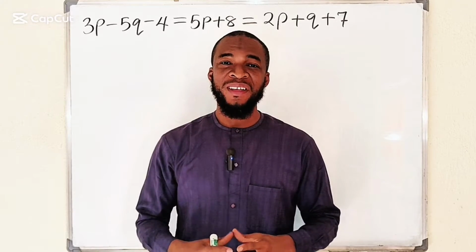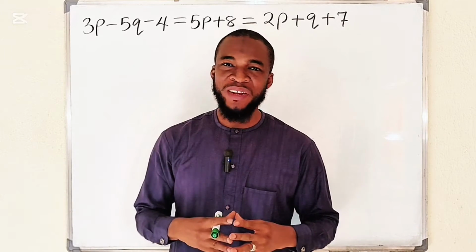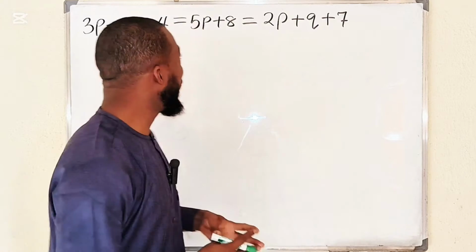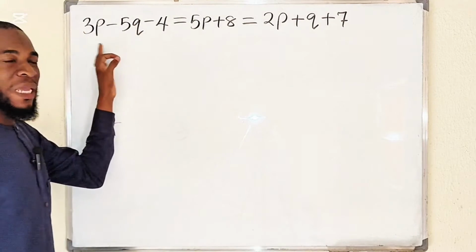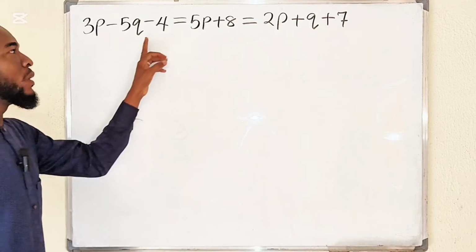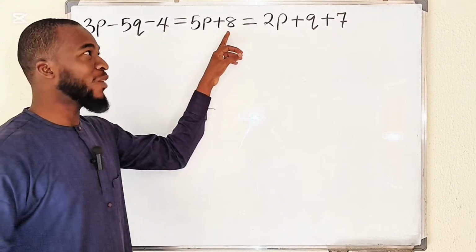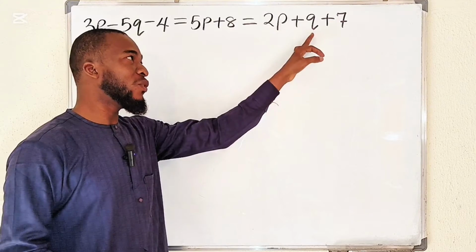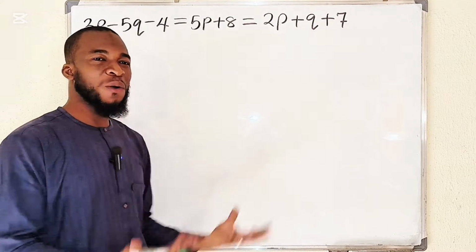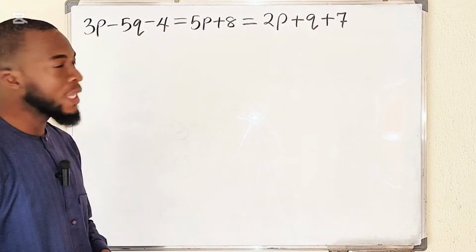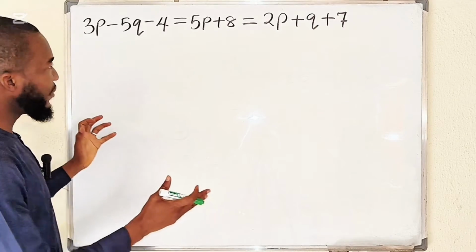Hello everyone. In this tutorial, we are going to provide a solution to this interesting equation. 3p minus 5q minus 4 is equal to 5p plus 8 and also equal to 2p plus q plus 7. So how can we solve this system of equations? Because we have a lot of different combinations.